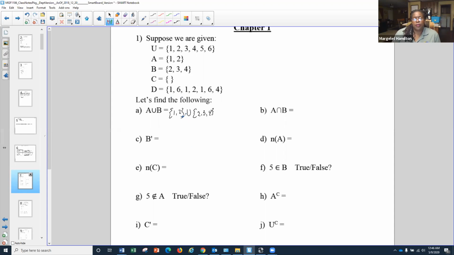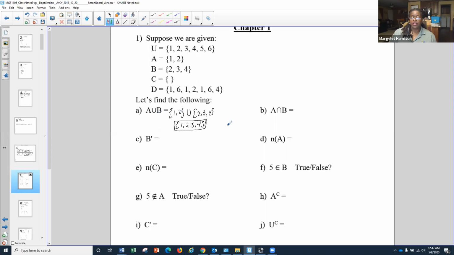Now, remember that union means we're going to put these two things together. But if anything is repeating, we don't have to write it again. So my answer is going to be a set containing 1, 2, looking at it, 3, and 4. And then close it up. And there's my answer. All right. A set containing 1, 2, 3, and 4. We saw that 2 appeared in each set, but I only wrote it once.